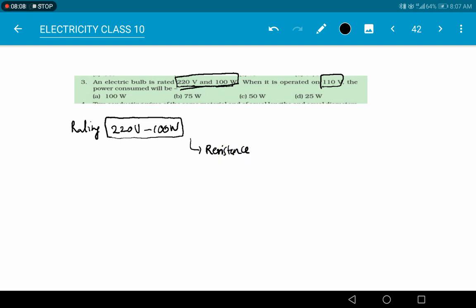So resistance, how to find? R is equal to V square by P. And one more important point, with the help of this rating we can understand that when the operating voltage is 220, the power consumed by the device will be 100 watt.